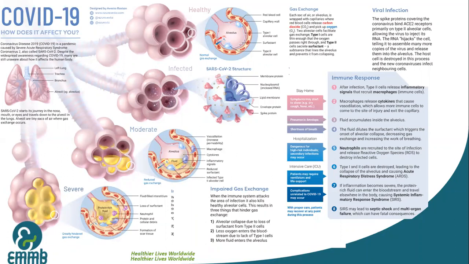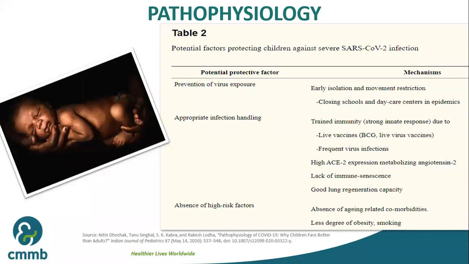For the pathophysiology of COVID-19, we know that COVID-19 associated infection induces a lot of immune responses in our body, but we won't stay on this slide. We wanted mostly to put the accent on why children are poor transmitters or less likely to have a severe form of COVID-19. There are some potential factors that have been proven to protect children against the severe form of COVID-19. There are three main potential protective factors.